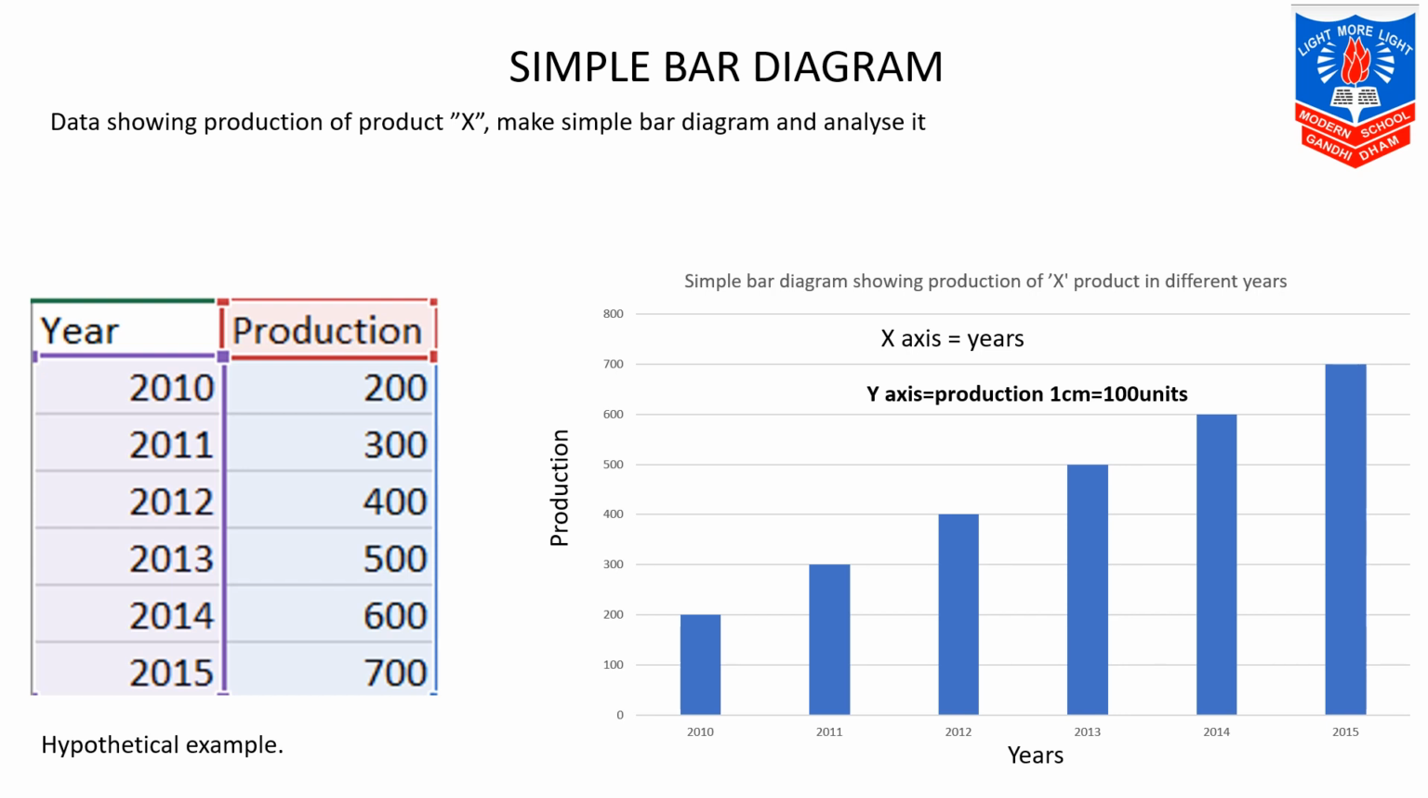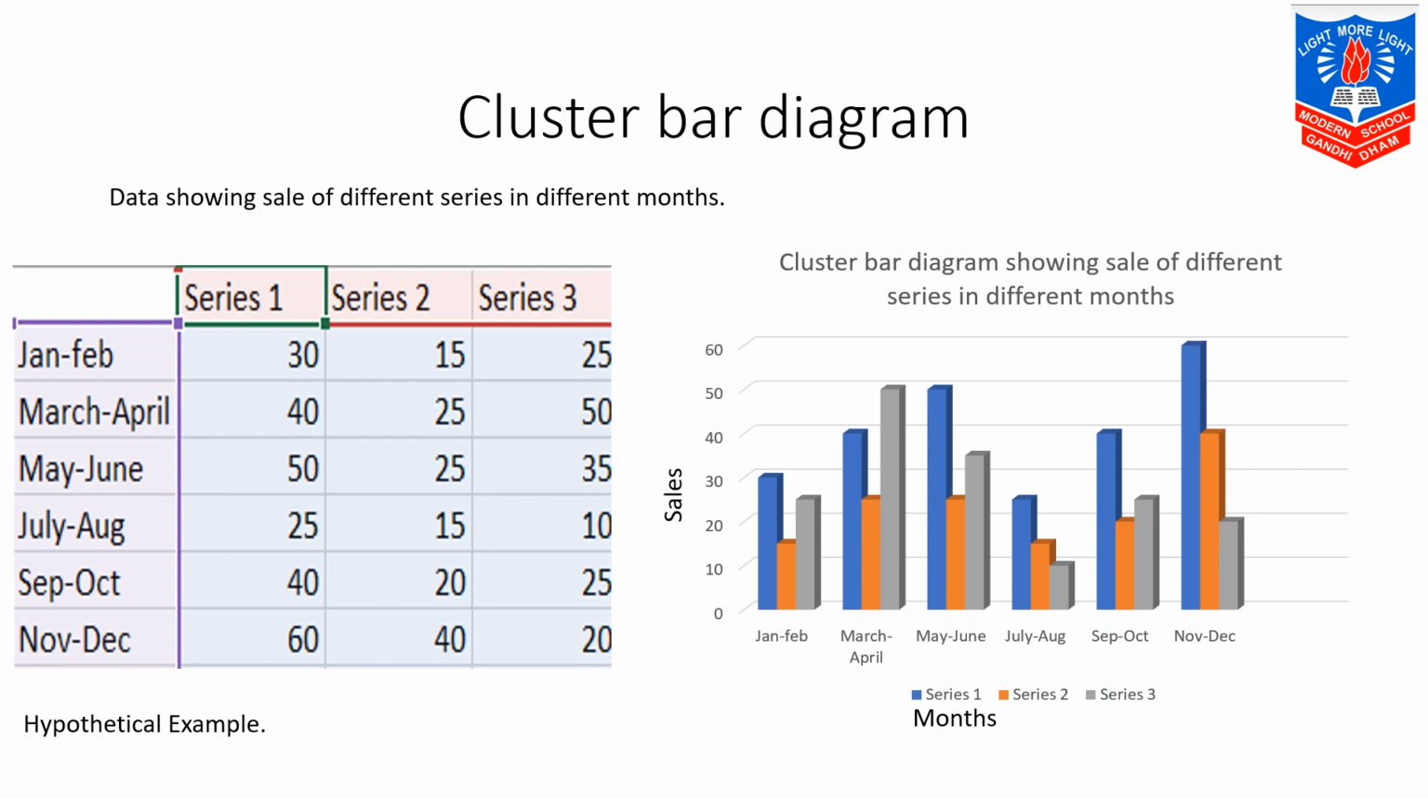Now next we move on to cluster bar diagram. Now if you see the diagram, you will find that the bars are made adjacent to each other. There is cluster of bars. More than one bar is there, multiple bar diagram. So over here the question is the data showing the sale of different series in the different months is given to us. Accordingly, we will be making the diagram over here.